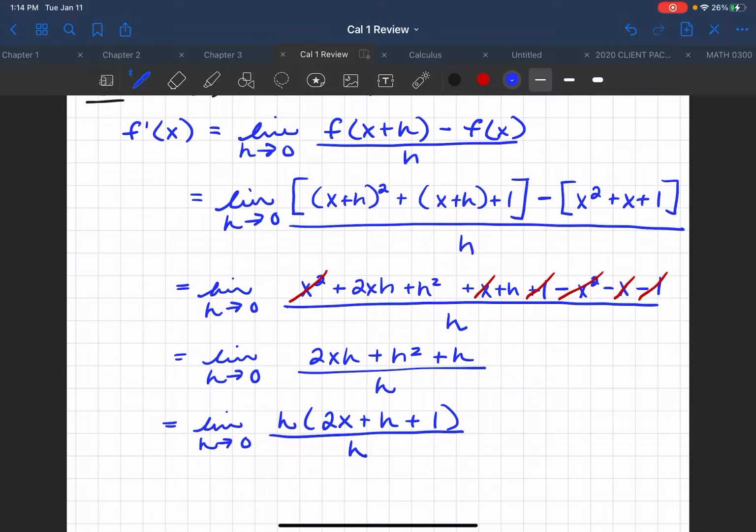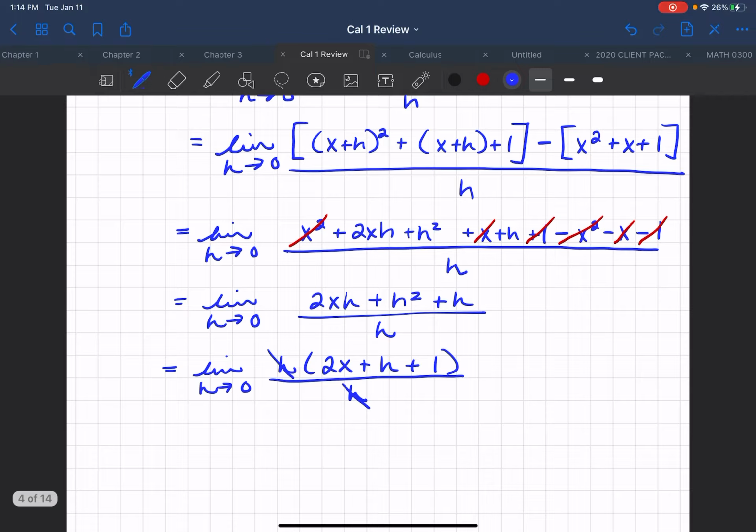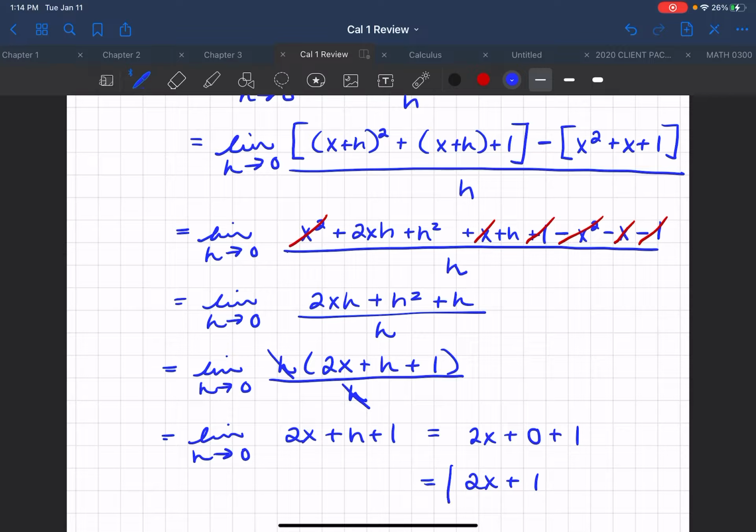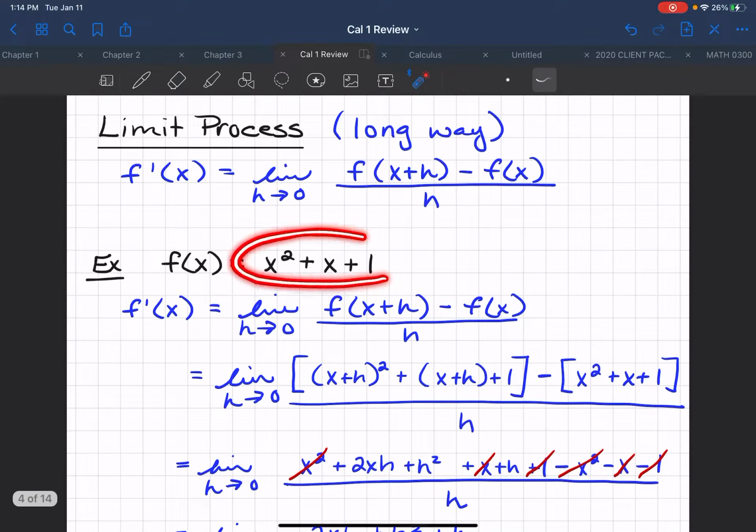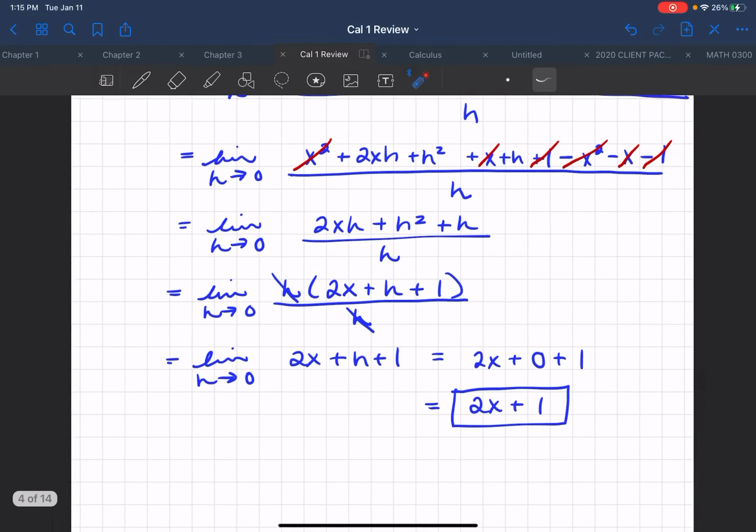And this is where the magic happens. Your h's will cancel. So now I can evaluate by plugging in 0 and not have an undefined answer. So I'm taking the limit as h approaches 0 of 2x plus h plus 1. I'm going to plug in 0 everywhere there's an h, which leaves me with 2x plus 1. Which you know from the shortcuts of taking the derivative is your derivative of this, but that is the limit process to find your answer.